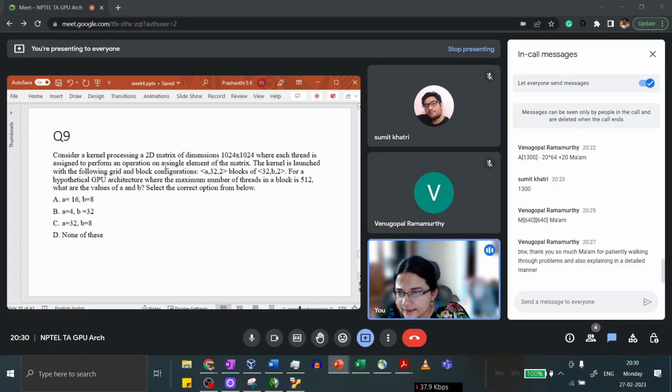Consider a kernel processing a 2D matrix of dimensions 1024 cross 1024, where each thread is assigned to perform an operation on a single element of the matrix. The kernel is launched with the following configurations: A, 32, 2, 32, B, 2. For a hypothetical GPU architecture where the maximum number of threads in a block is 512, what are the values of A and B? Again, very similar to what we did, so try solving this out.